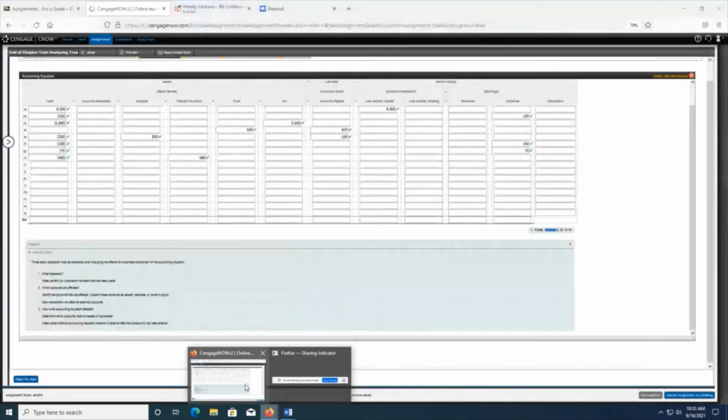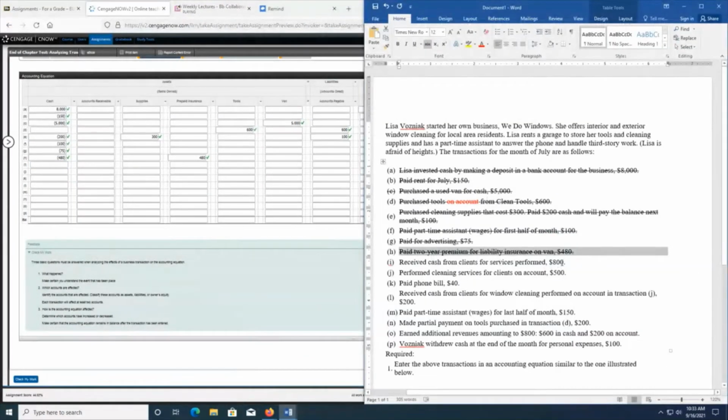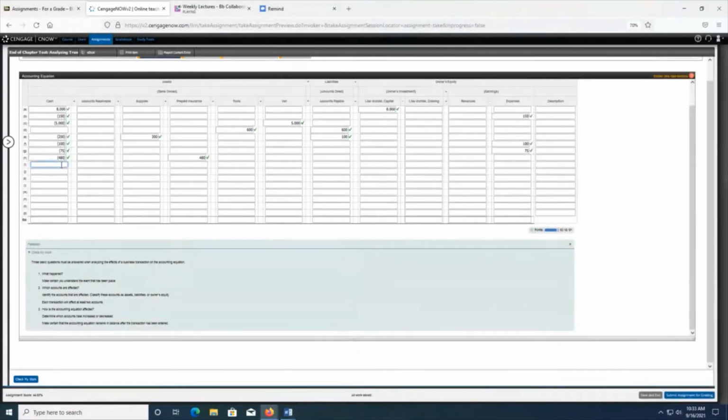So when we come over here, how much did we receive? $800. So we're going to come over here. We received $800 in cash. So that's a plus. We didn't spend that money. We got that money. And then we're going to come over here to revenues and put that in as well. Revenues are ways that we make money. Expenses are ways that we spend money. All right. So anytime it says we got paid for doing our job, it's going to be a revenue.